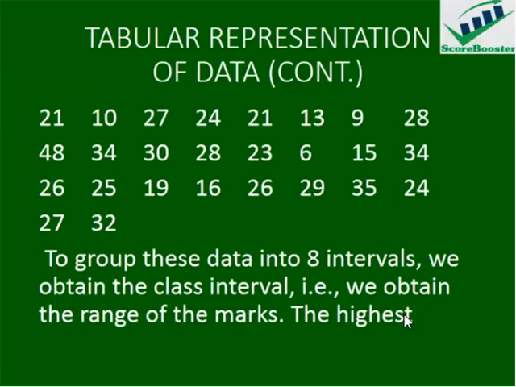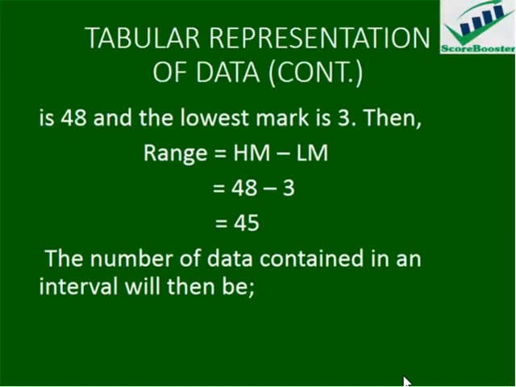The range of the marks, as we have discussed in the definition of range, is the subtraction of the lowest data from the highest data. So we find the range of this mark. We know that the highest mark is 48 and the lowest mark is 3, then the range should be 48 minus 3, which is highest mark minus lowest mark. 48 minus 3 equals 45.